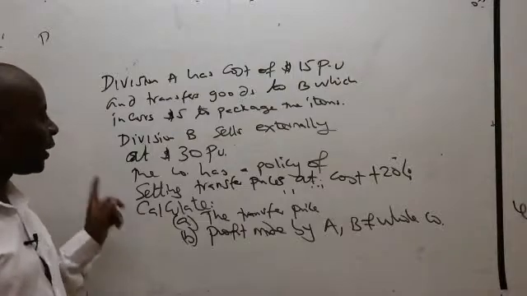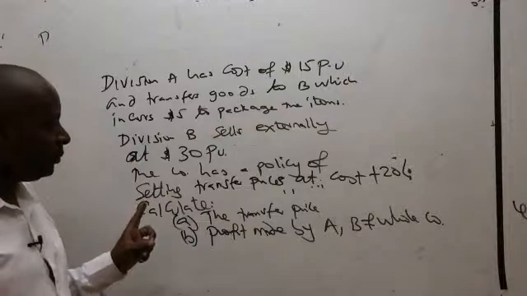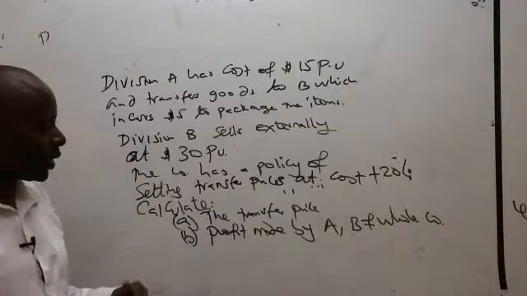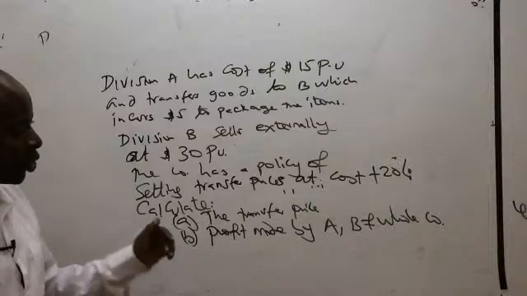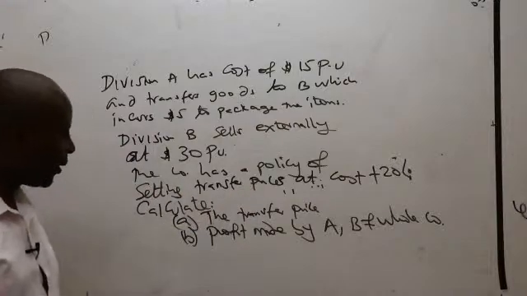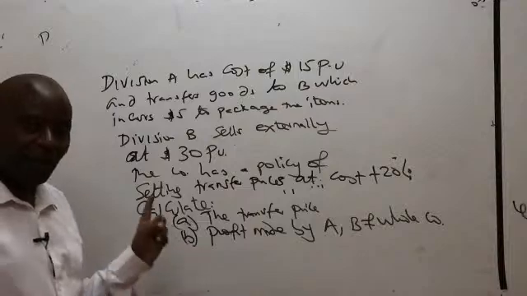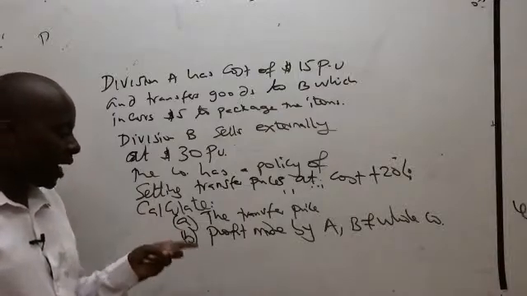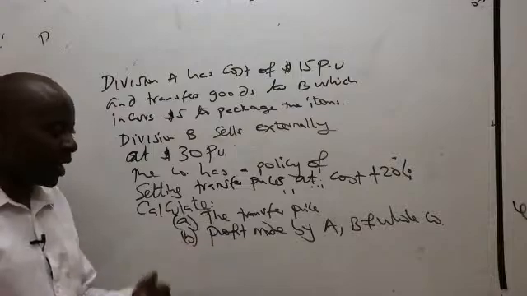And then we are told that the company has a policy of setting transfer prices at cost plus 20%. So calculate A, the transfer price, and B, the profit made by A, B, and the whole company, like that.